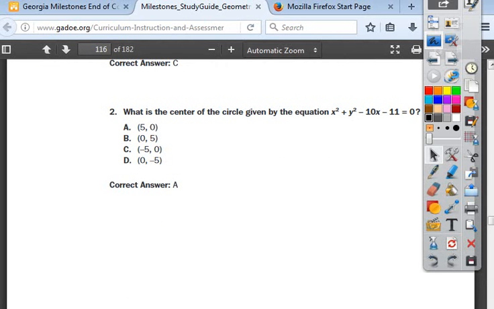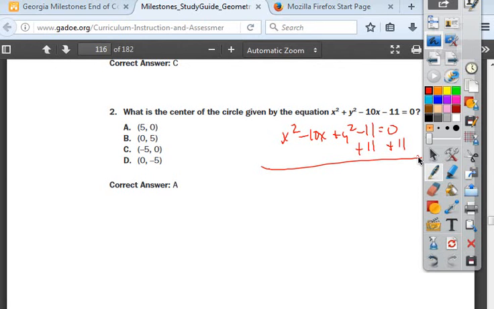Here, again, you're going to do this first. What do I need to move first? 11. I'm going to get rid of that 11 because the regular number has to be by itself. And I would say, everybody understand where the 25 comes from? 10 divided by 2 is 5. 5 squared is 25. Y squared does not have a y number with it, so I leave it alone. 11 was over here, and then I added a 25 on the left, so I added 25 on the right. How does that break down?